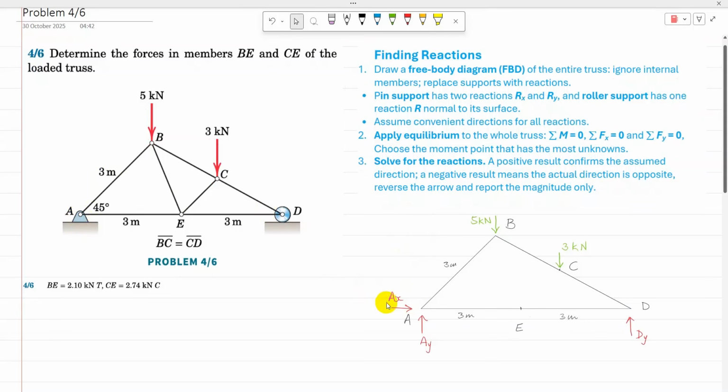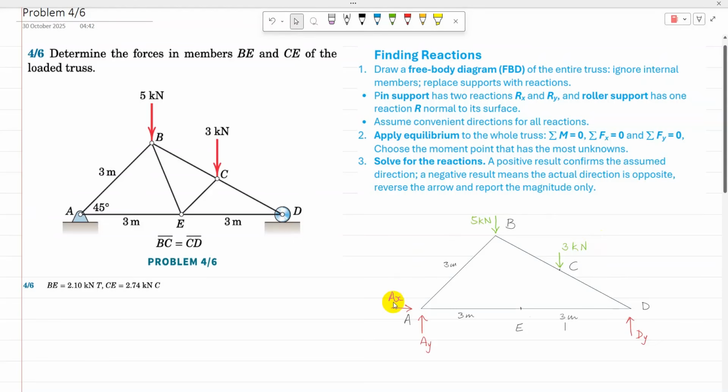Support A has two reactions, support D has one reaction, and then assume a convenient direction for all reactions. Any direction of reaction can be chosen. It doesn't make any difference which one you choose. But once you solve for the reaction, a positive result confirms the assumed direction is correct, and a negative result means the actual direction is opposite. So now we have all that.